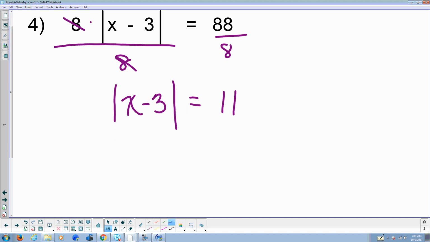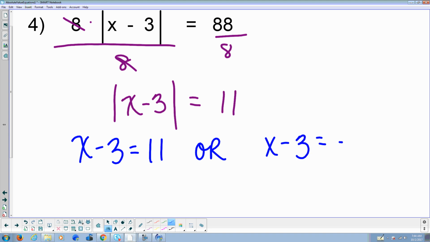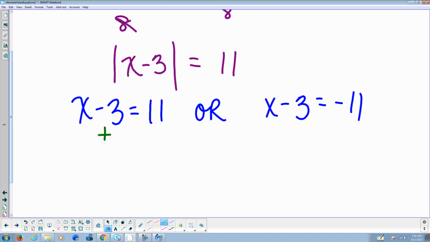After I've isolated, I'm ready to write 2 problems. So my first problem will be x minus 3 equals 11. Or the second problem will be x minus 3 is equal to negative 11. Take a moment to solve each of these.